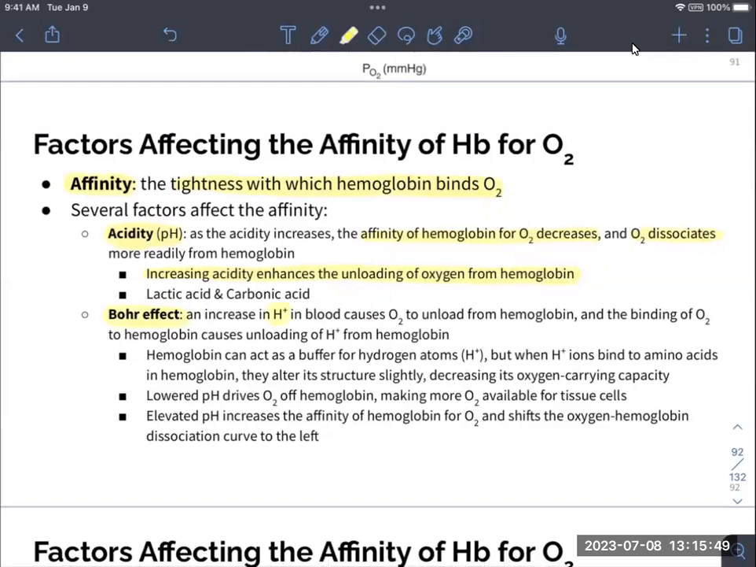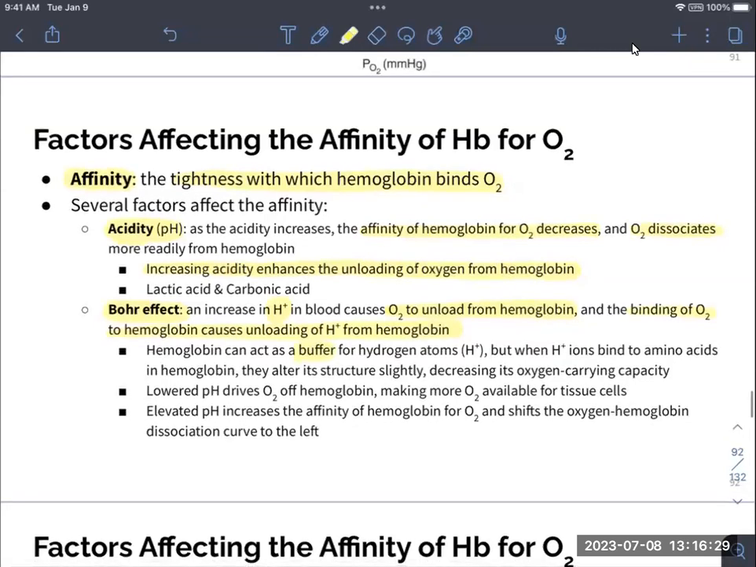Hydrogen is what changes that acidity in the blood. The more hydrogen molecules, which means the lower the pH, is going to cause that oxygen to unload from that hemoglobin. The binding of oxygen to hemoglobin causes the unloading of hydrogen from hemoglobin. So that hemoglobin can actually act as a buffer system to try to keep our blood pH within a somewhat normal range.